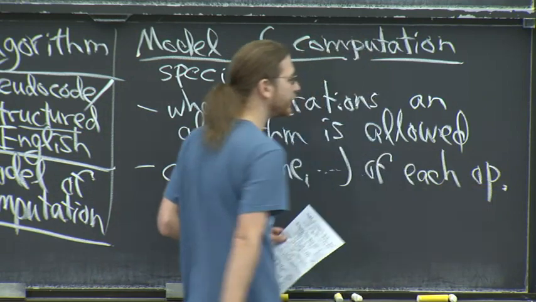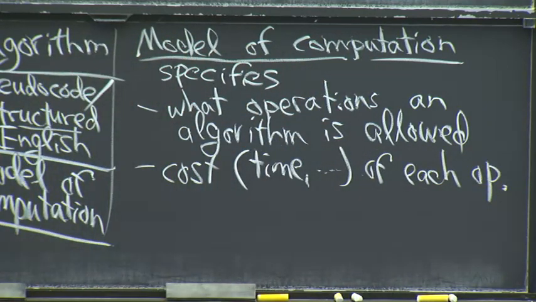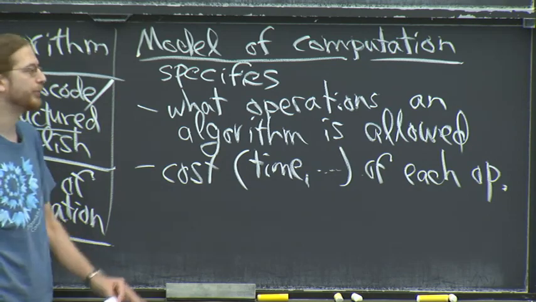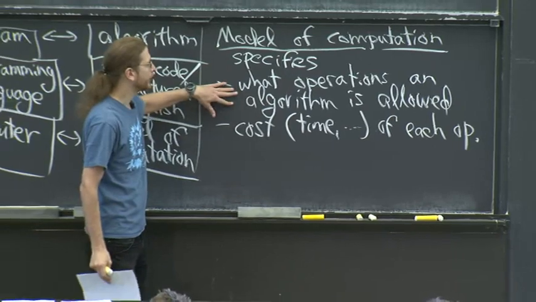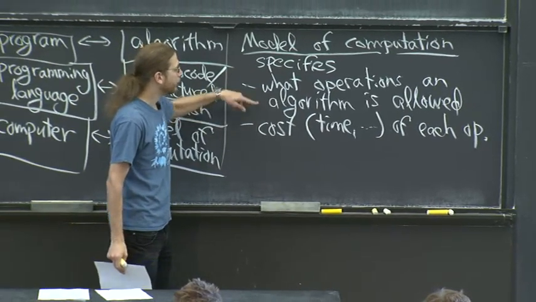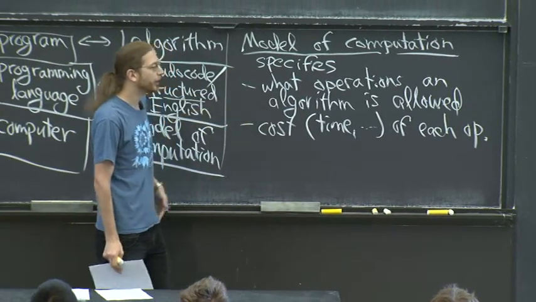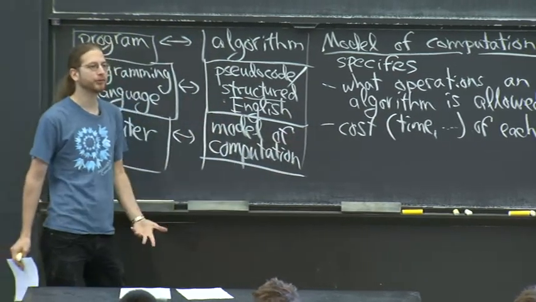So for each operation, we're going to specify how much time it costs. And then an algorithm does a bunch of operations. They're combined together with control flow, for loops, if statements, stuff like that, which we're not going to worry about too much. But obviously, we'll use them a lot. And what we count is how much do each of the operations cost. You add them up. That is the total cost of your algorithm.